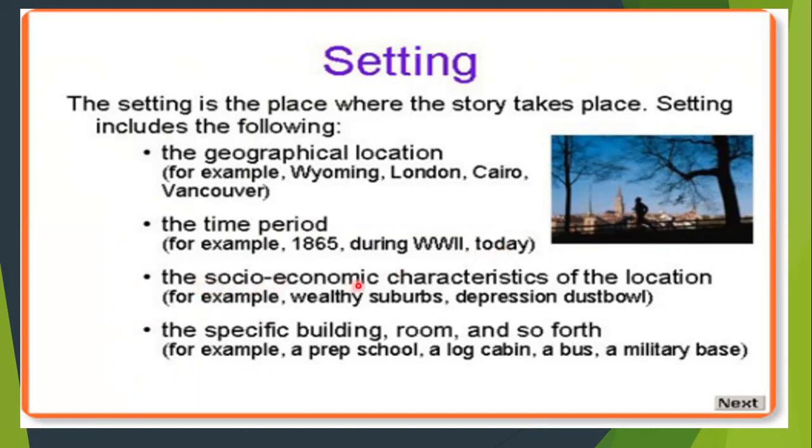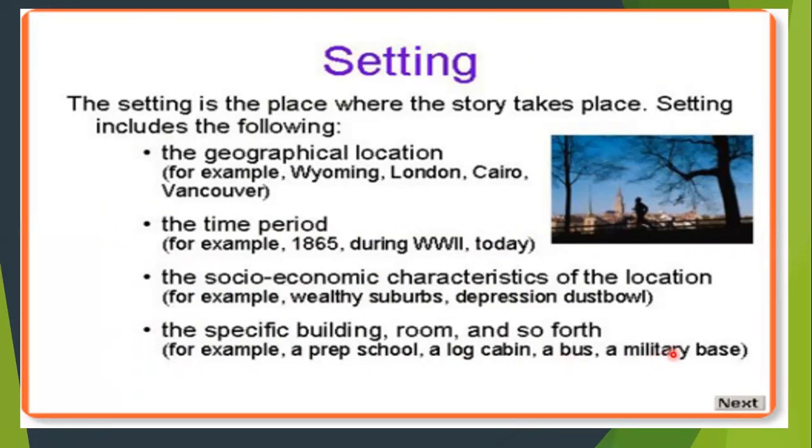And socioeconomic characteristics of the location, for example, whether the people are in wealthy sectors, depression, dust bowl, or poor areas or rich areas. And then we need to see the specific building, room, and so forth. For example, a school, a log cabin, a bus, military base.